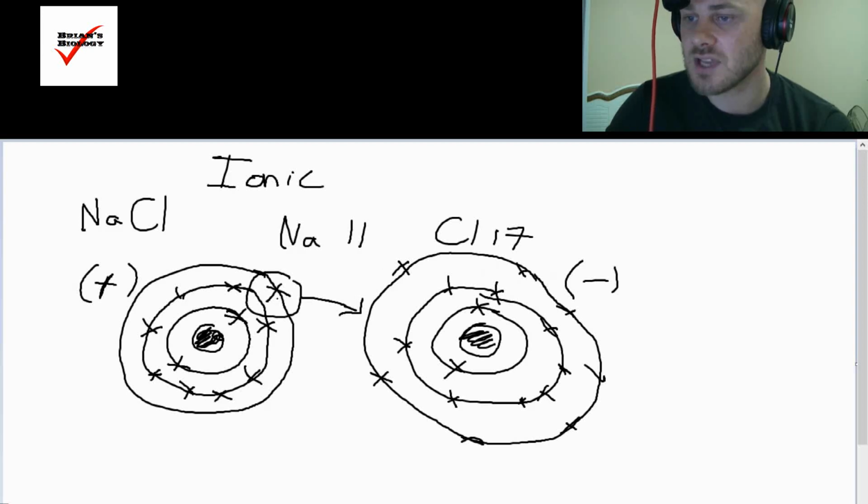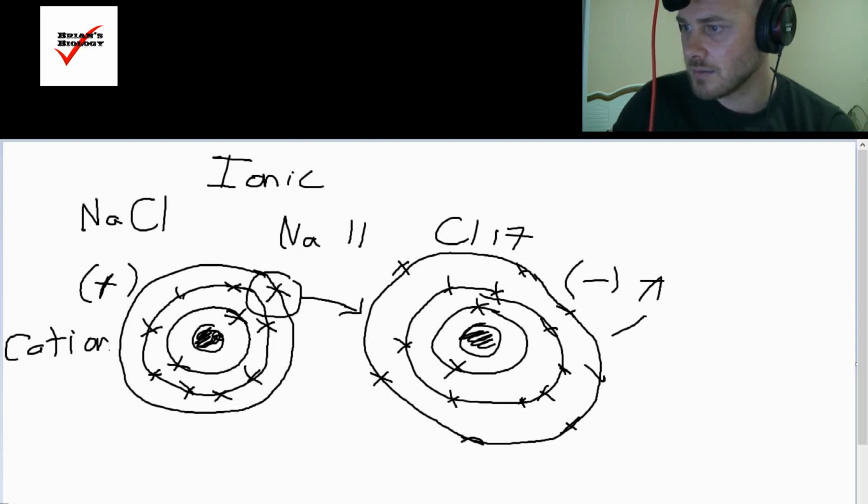So we have this electron jumping from one to the next, leaving behind a positive ion, which we call a cation. And we have the electron jumping over here to chlorine, giving us a negative, which means we have an anion. And it's the attraction between this anion and this cation that is forming the ionic bond.